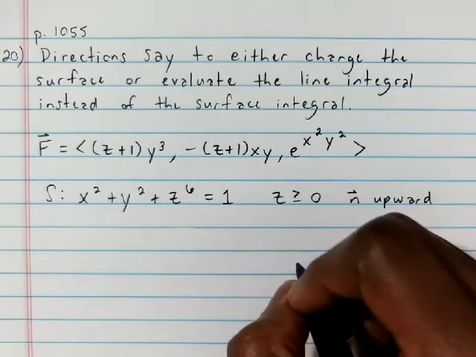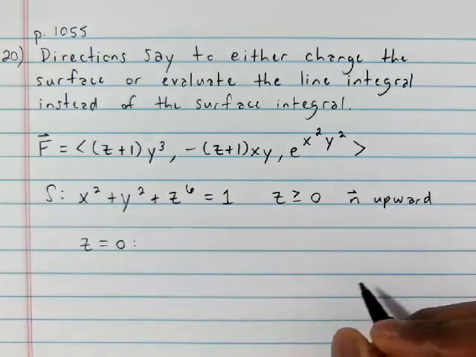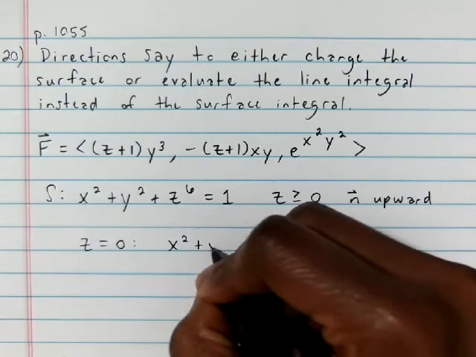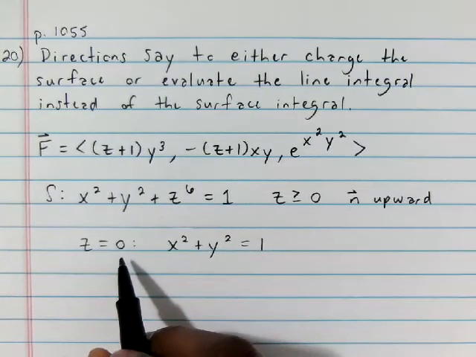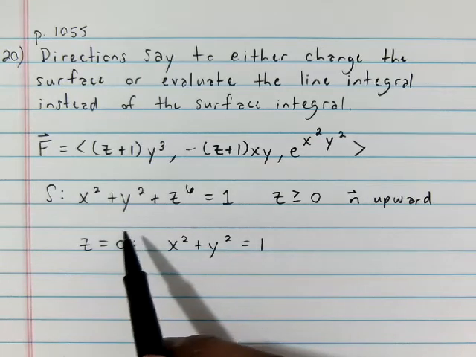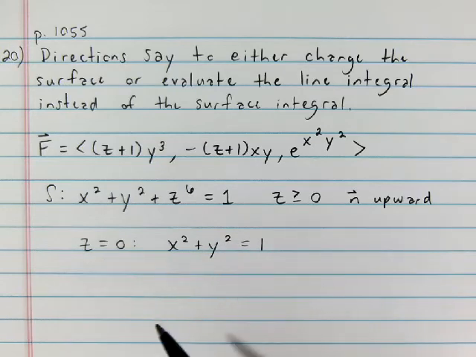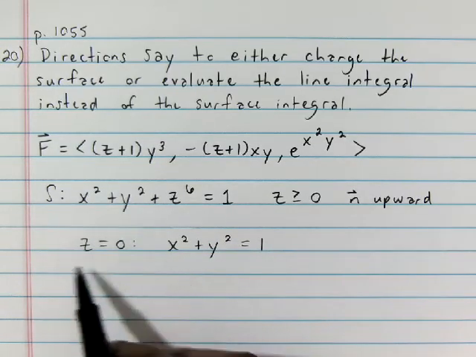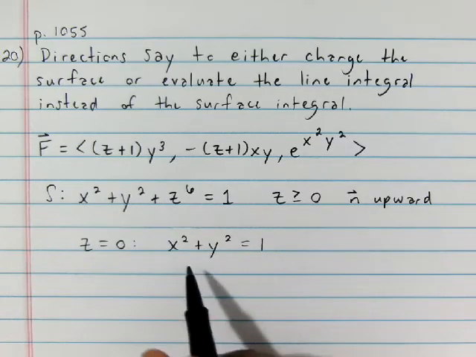So let's look at z equals 0. When z equals 0, we end up with x squared plus y squared equals 1. Now, why did I choose z equals 0 of all things? Only because we were told that this surface is above the xy plane, so we know there's going to be an intersection at the xy plane because we're looking at z greater than or equal to 0. That's why I set z equals 0 versus setting z equal to 5 or something else. Because I need the boundary curve. If I set z equal to something else, I'm not going to get my boundary curve.